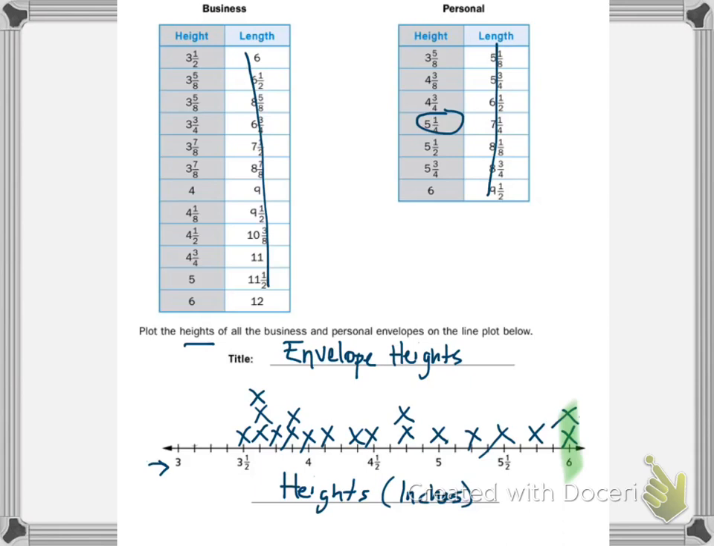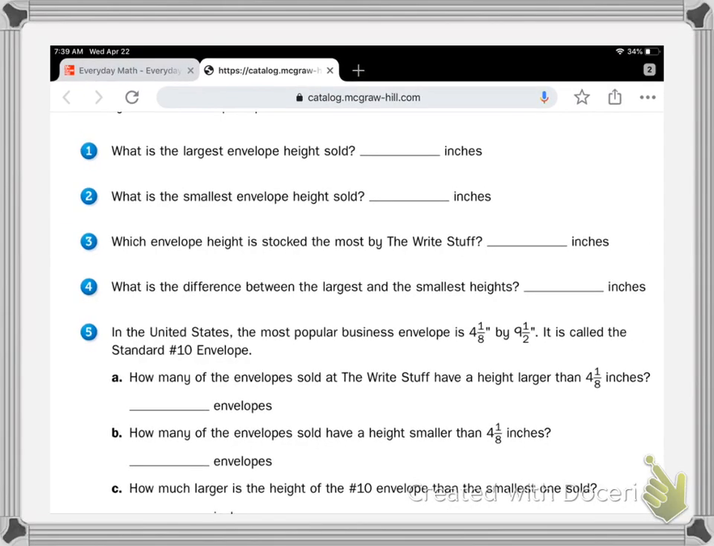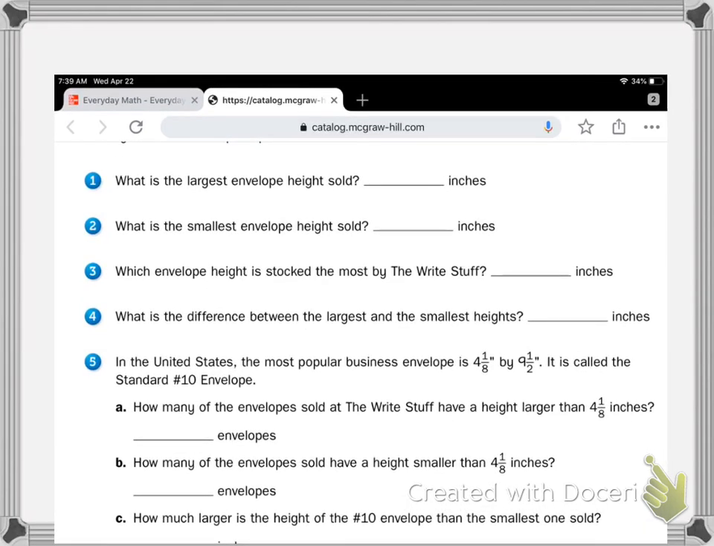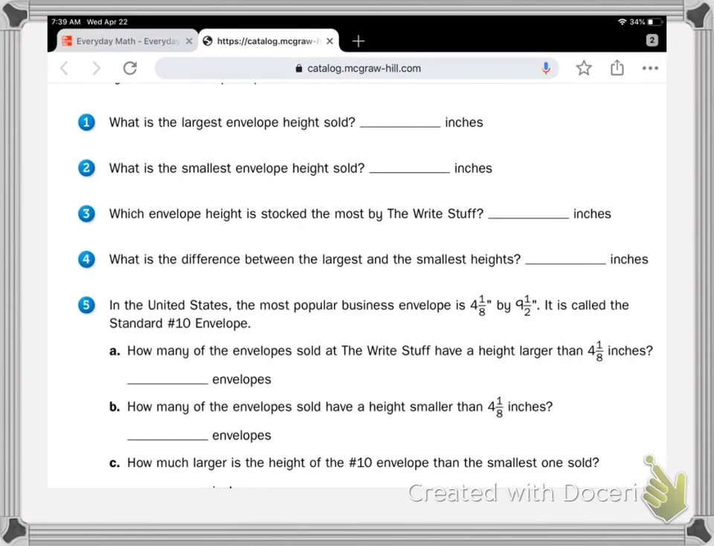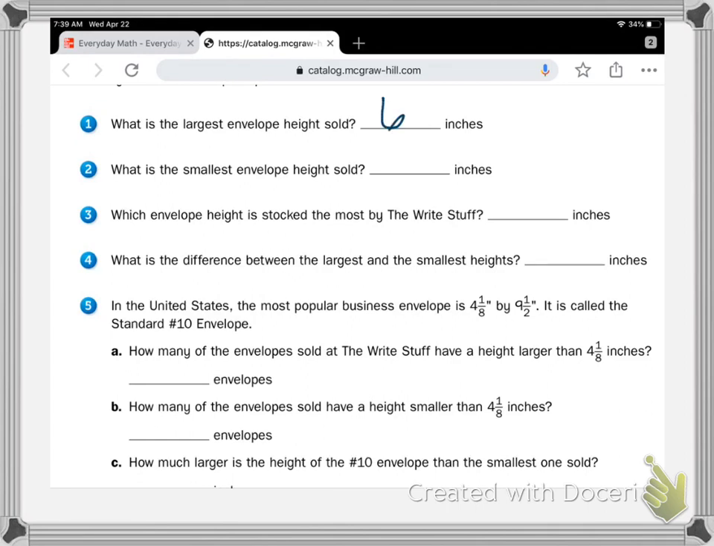Now, what would be a common answer that would be incorrect? I would say this one right here, which is 3 5/8. So why would I say 3 5/8? Because that is the one that's the most common. And sometimes kids confuse the most common with the one that's the most. So no, 6 is the most. So when I look at here, I would say 6. Perfect.